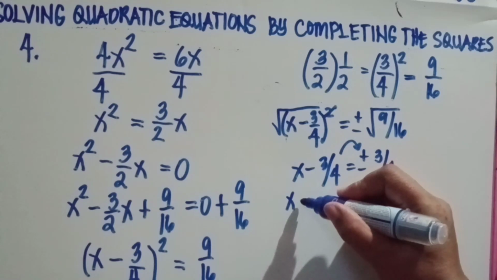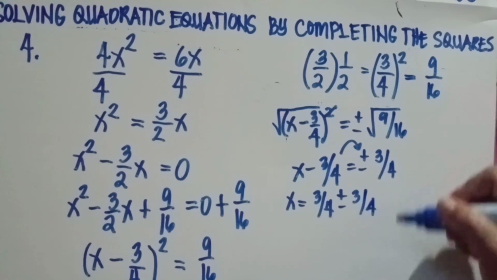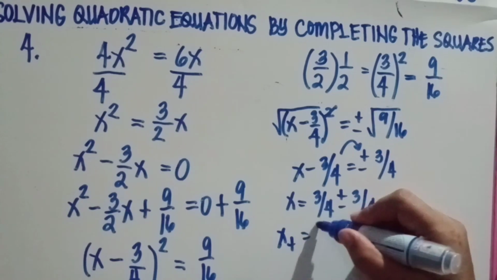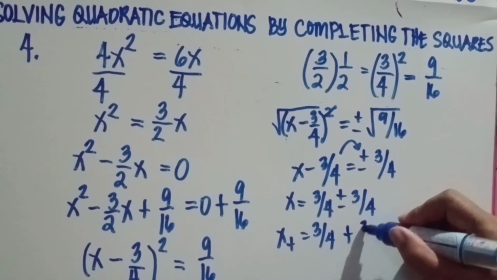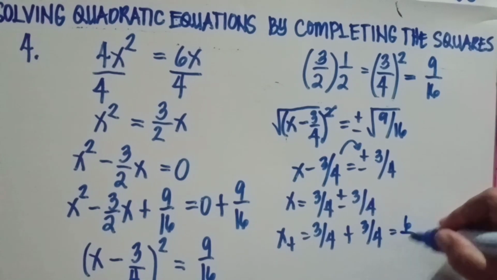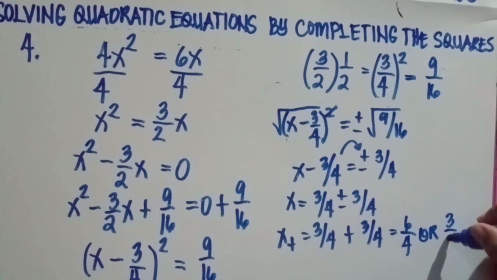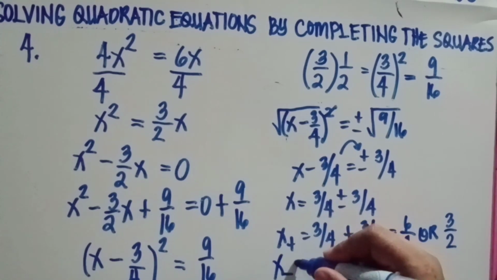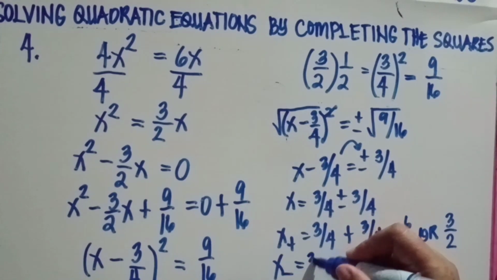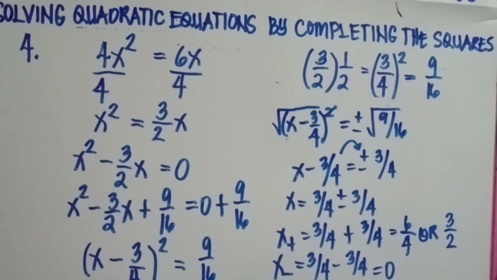So, we have now x is equal to 3/4 plus or minus 3/4. Then, x positive. We have now 3/4 + 3/4. This is equal to 3 + 3 is 6. Then copy the common denominator, which is 4. Or this is now equal to 3 over 2. Then x negative or x minus. So 3/4 − 3/4 is equal now to 0. So, the values of x are 3 over 2 and 0. Okay?